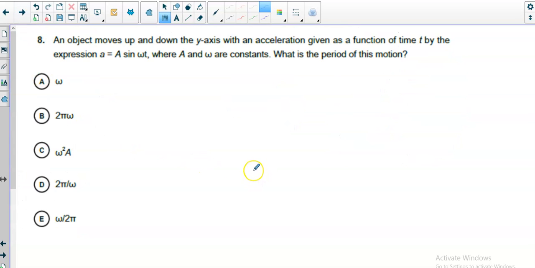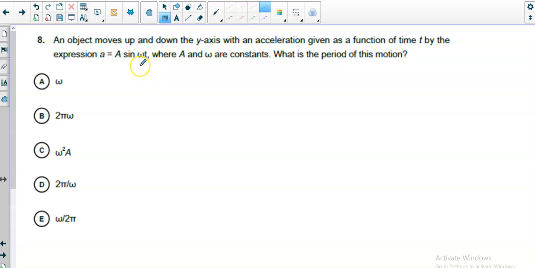An object moves up and down the y-axis with an acceleration given as a function of time by that, where A and omega, right? I should know this. I'm doing this during the summer. My brain's a little turned off. Are constants. So the angular speed is constant, so to speak, and alpha is constant. Okay. What's the period of the motion?